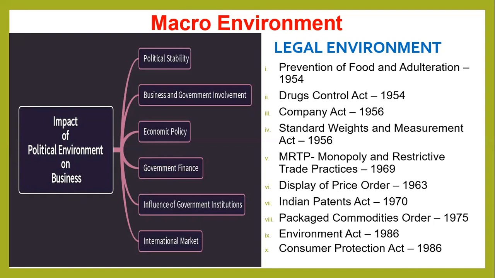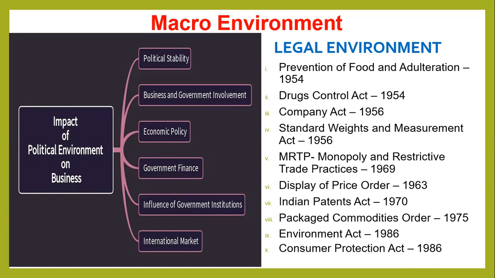Prevention of Food Adulteration Act 1954, Drugs Control Act 1954, Companies Act 1956, which got re-amended in 2013, Standards of Weights and Measures Act 1956, MRTP Act 1969, which has become the Competition Act 2000, Display of Price Order Act 1963, Indian Patents Act 1970, Packaged Commodities Order Act 1975, Environmental Protection Act, also called the Environmental Act 1986. Then you have the Consumer Protection Act, called the COPRA Act 1986.